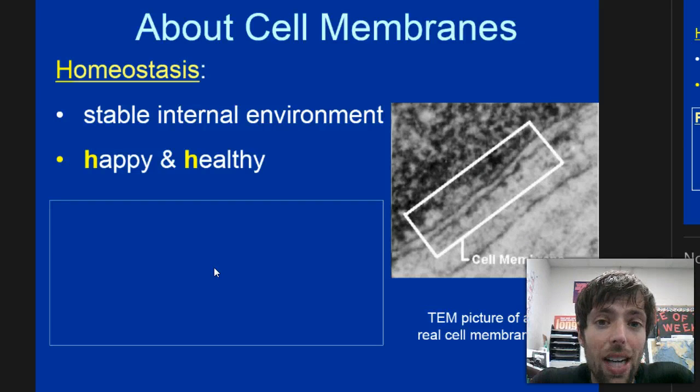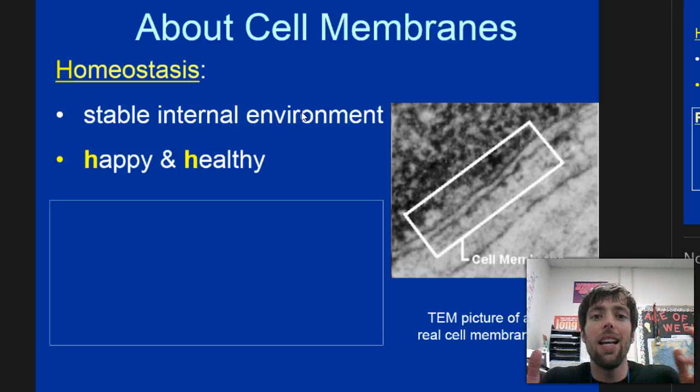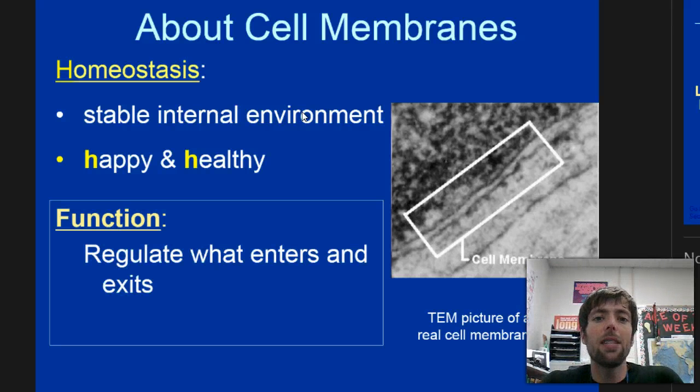Now, before we dive into the cell membrane, we're going to learn about this important word, homeostasis. Homeostasis is all about keeping a stable internal environment within the cell. It's about keeping that cell happy and healthy. And the cell membrane plays a huge role in keeping the cell happy and healthy and helping it maintain homeostasis. The way that it does that is by regulating what comes in and out of the cell.